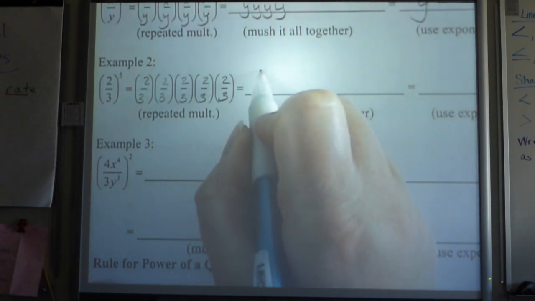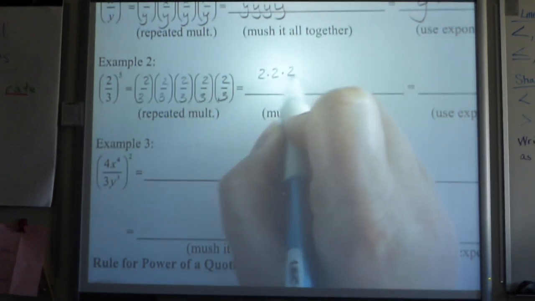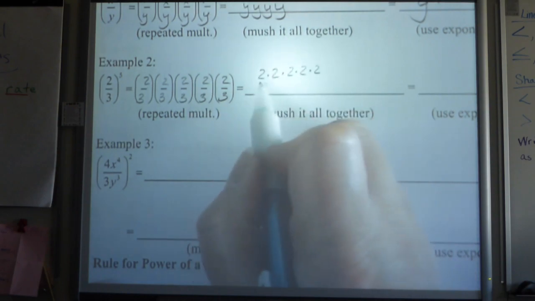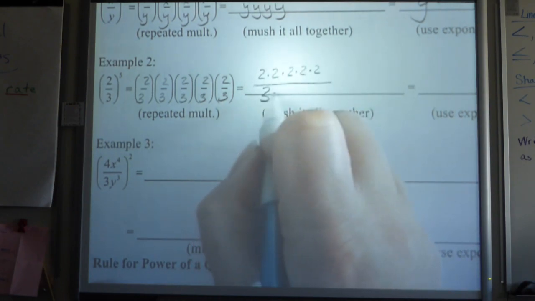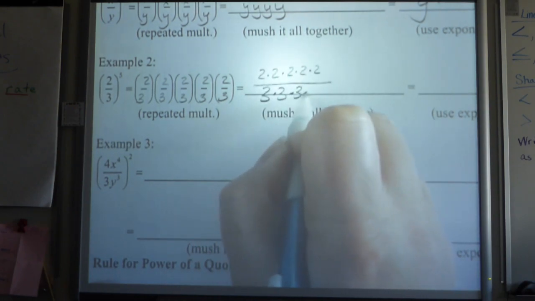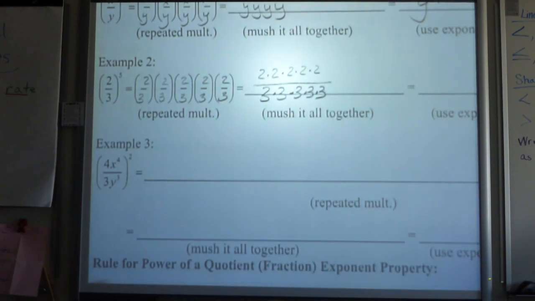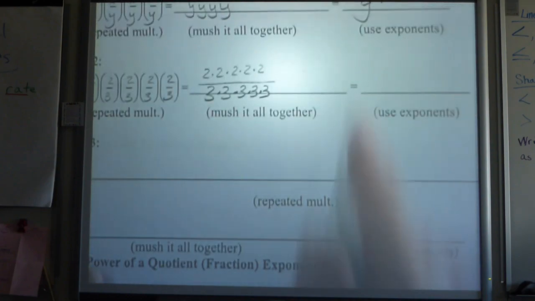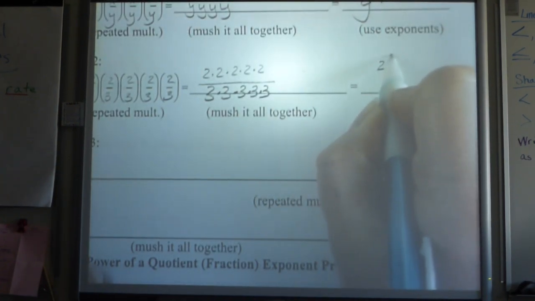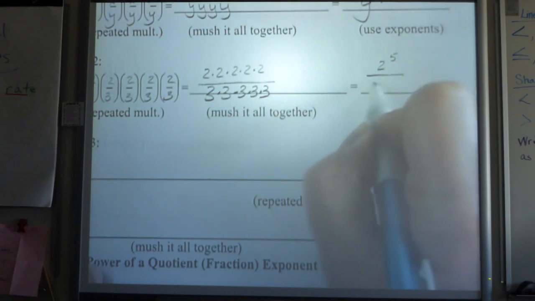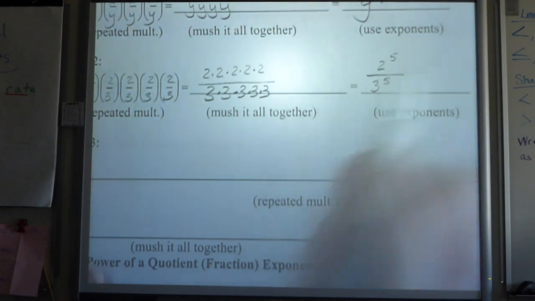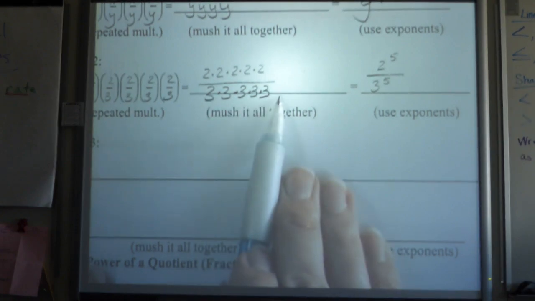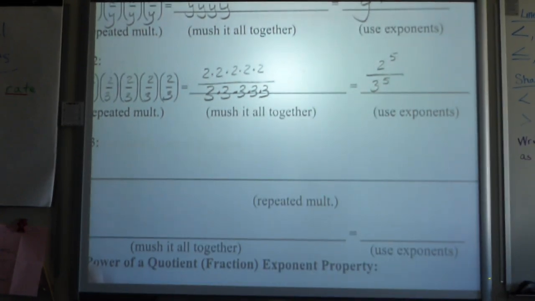So this will give us 2 times 2 times 2 times 2 times 2, 1, 2, 3, 4, 5 times, over 3 times 3 times 3 times 3 times 3, which simplifies in exponent form to 2 to the 5th over 3 to the 5th. We have 2 multiplied by itself 5 times, 3 multiplied by itself 5 times.